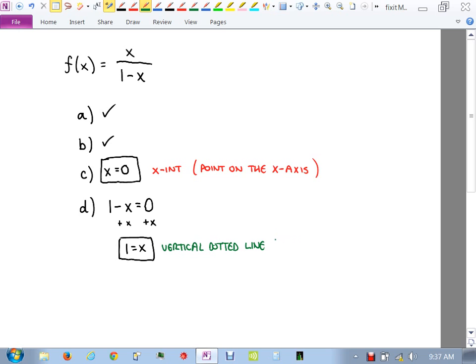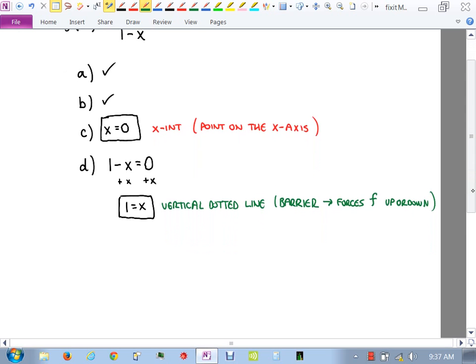It's a barrier. And what does it do to our function? You want to remember: as our function gets closer to that dotted line, what does it do? It either goes up or down forever. Barrier forces our function, I'll just call it f, up or down. Agreed? That's what happens. We saw that last class.